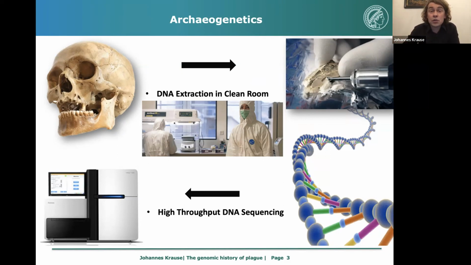And then that DNA usually gets sequenced in high-throughput sequencing machines. As you know, there was quite a revolution over the last couple of years, with about a 100 million-fold improvement in the sequencing power of those machines in only the last 15 years or so, which really allows high-throughput sequencing and whole genome assemblies of those ancient pathogens as well.